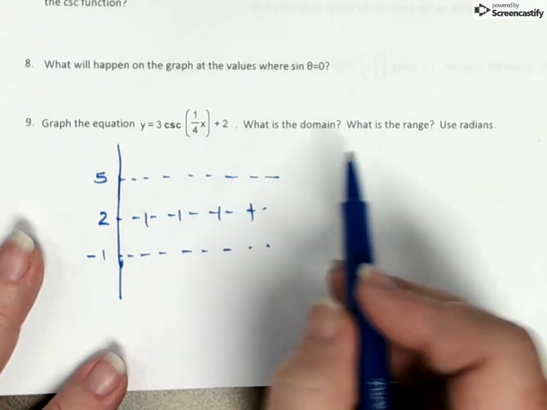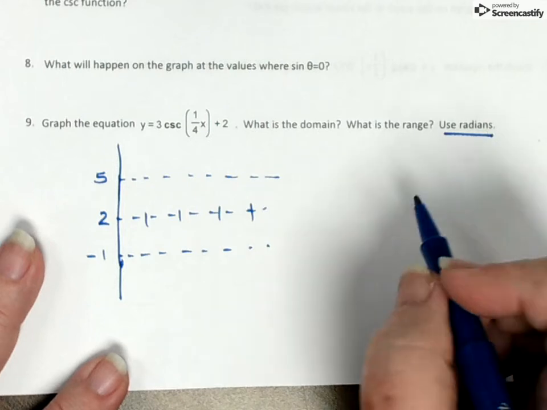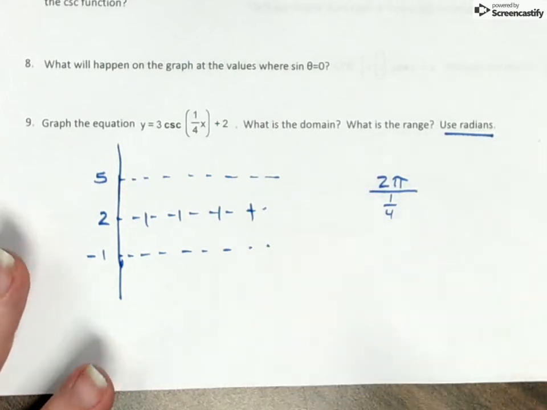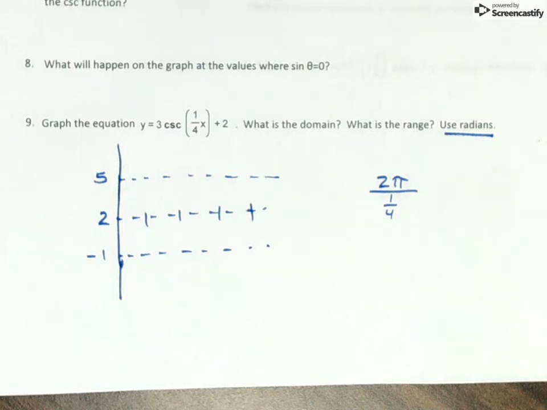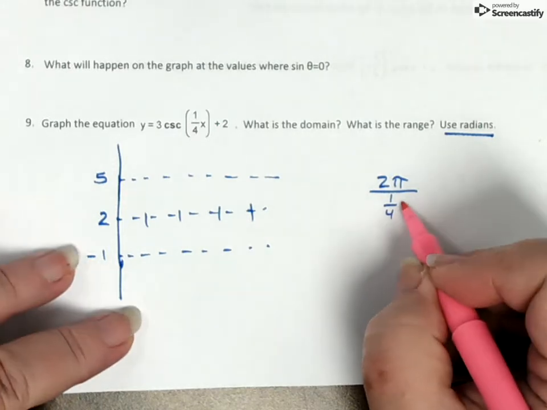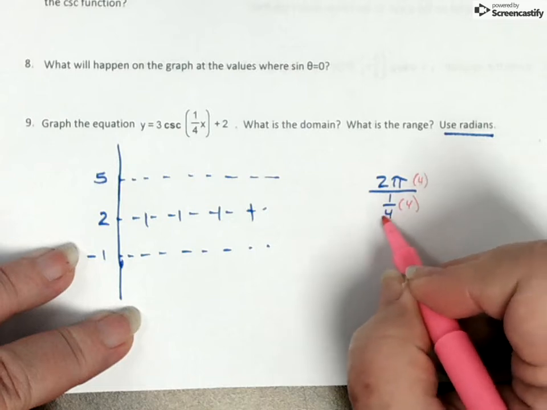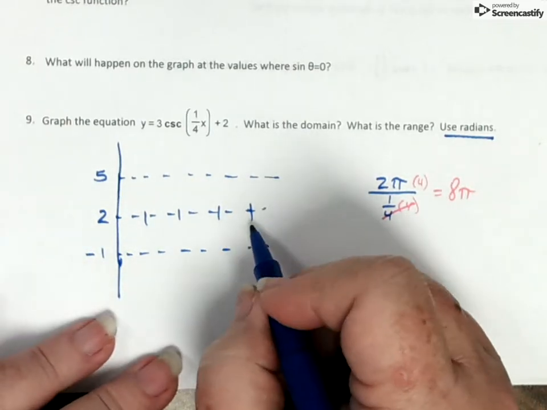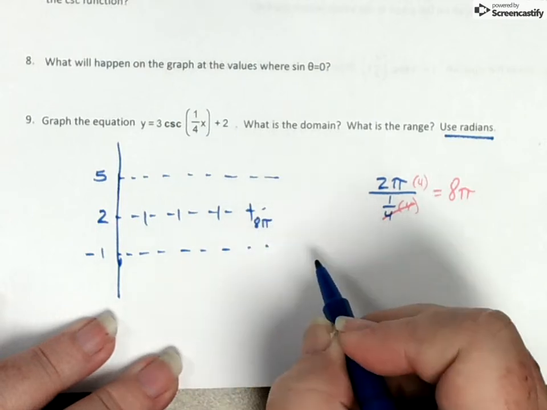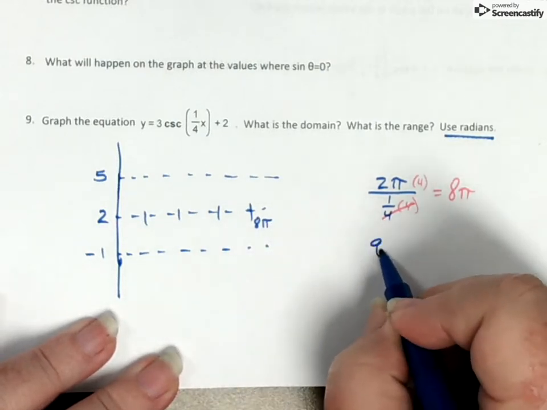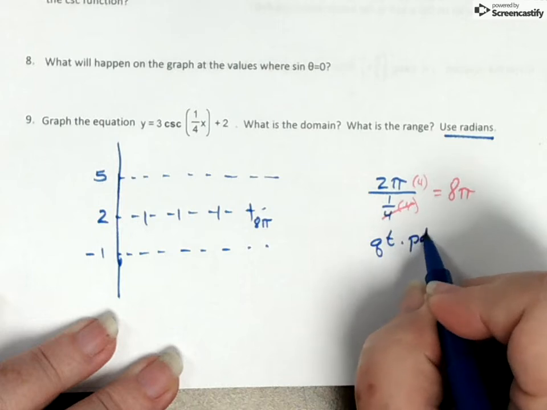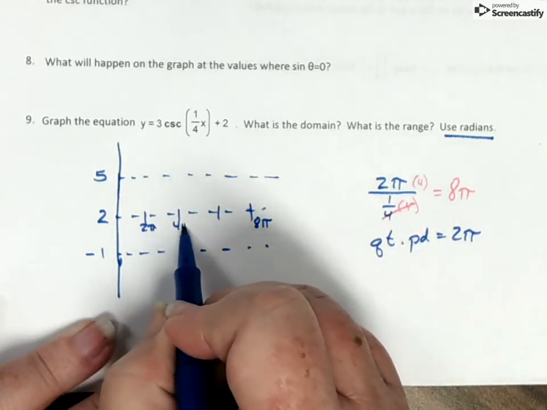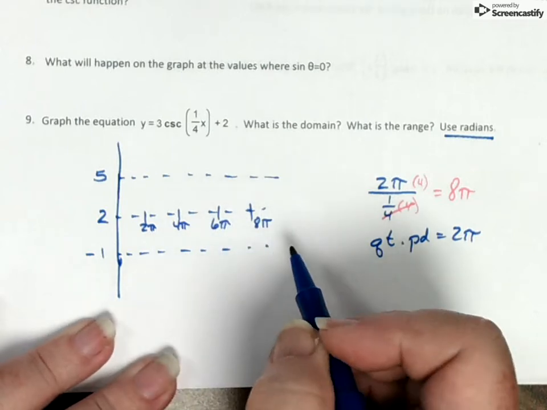So we're going to do this in radians. It said use radians. So we're going to do 2 pi divided by 1/4. We multiply the denominator and numerator by 4 to get rid of that. And we get 8 pi. So my last tick mark is worth 8 pi. My quarter period is going to be 2 pi. So every single one of these is 2 pi, then 4 pi, then 6 pi, and then 8 pi.